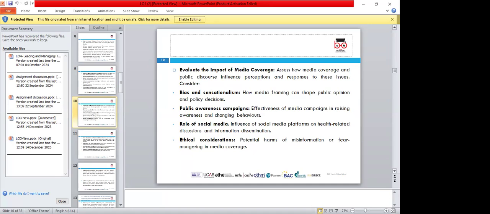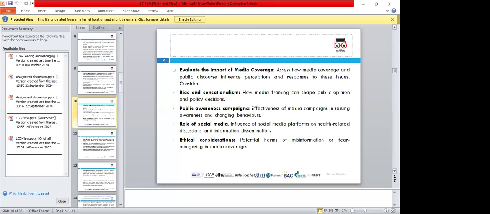We did mention that could get you into achieving a merit. In so doing, you have to assess how the media coverage and the public discourse influence perceptions and responses to these issues. Consider the bias and sensationalism, how media framing can shape public opinion and policy decisions. Public awareness campaigns, effectiveness of media campaigns in raising awareness and changing behaviors.